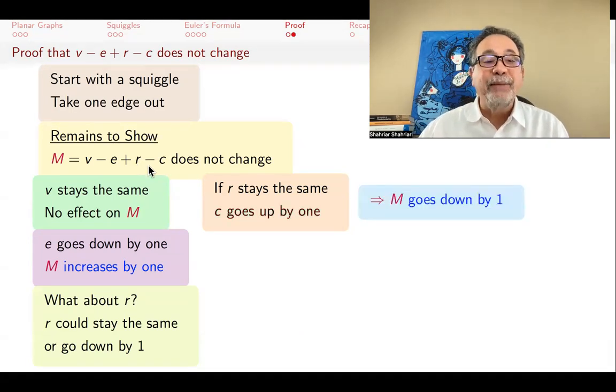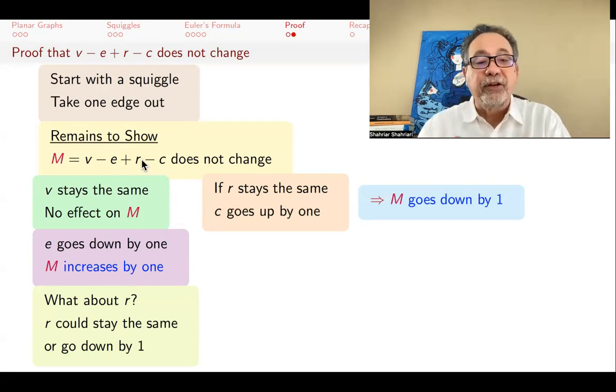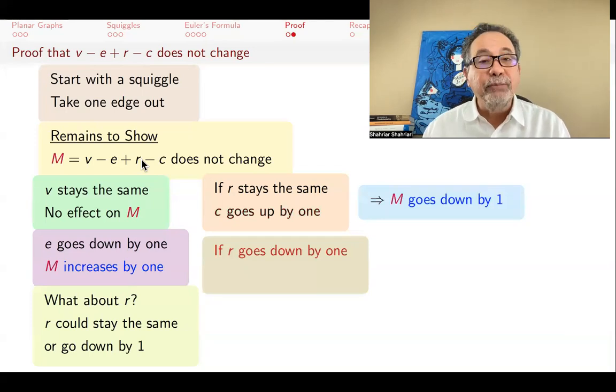If R stayed the same and C increased by 1, then the combined effect of R and C is that M goes down by 1. But R could go down by 1. And what happens then? Then C stays the same.